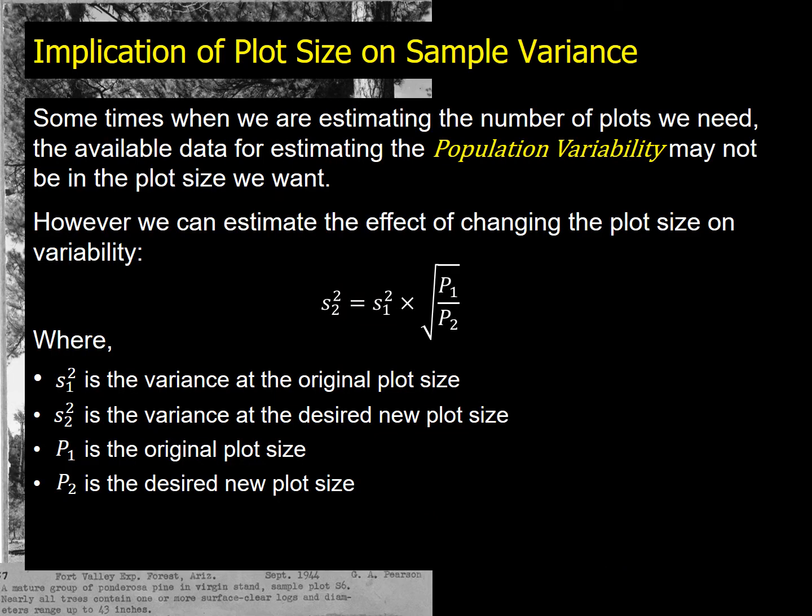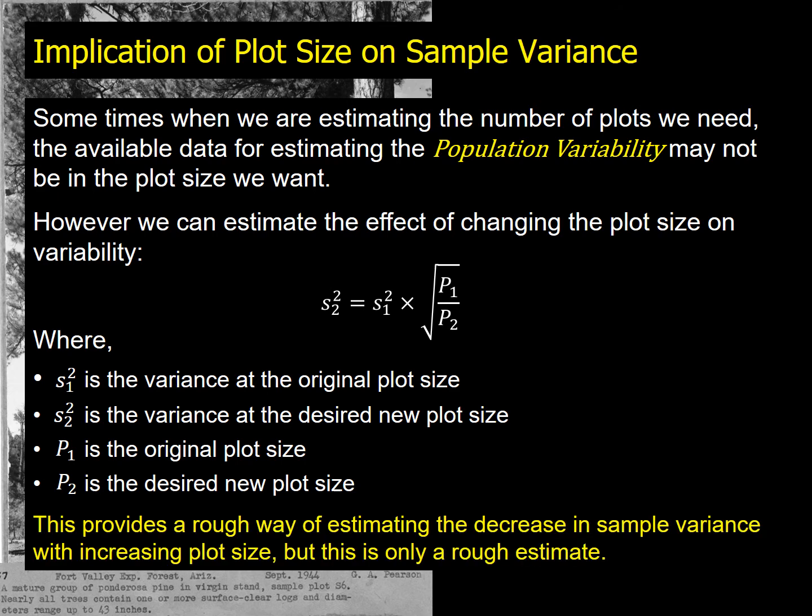The reason this can be an important consideration in sample size determination is that we may want to use one plot size in our sampling design, but may have some preliminary data from another plot size that we need to use in determining our population variability. Although it will only provide a rough way of scaling our plot size, we can use this formula to scale the variance of our original plot size into preliminary data against the plot size we want to use in our sampling design to get an estimate of variance at the scale we want it at.